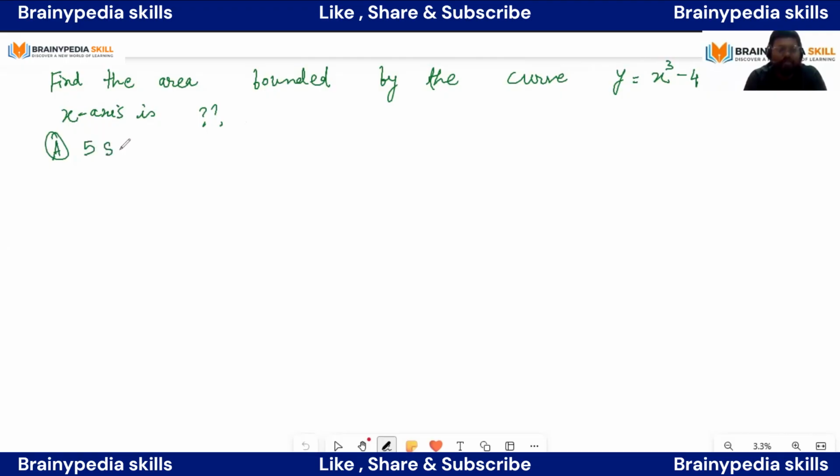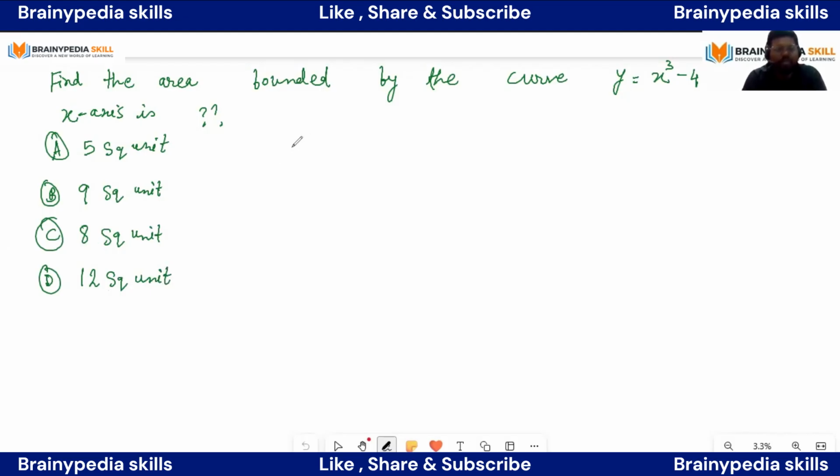5 square unit, 9 square unit, 8 square unit, 12 square unit. Okay, these are the 4 options. Let's solve this question, guys.